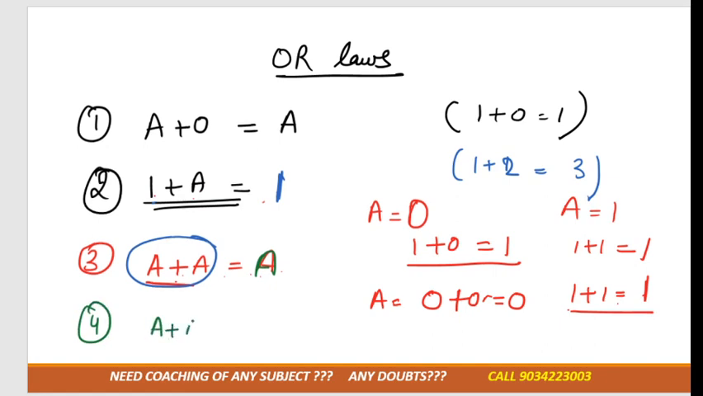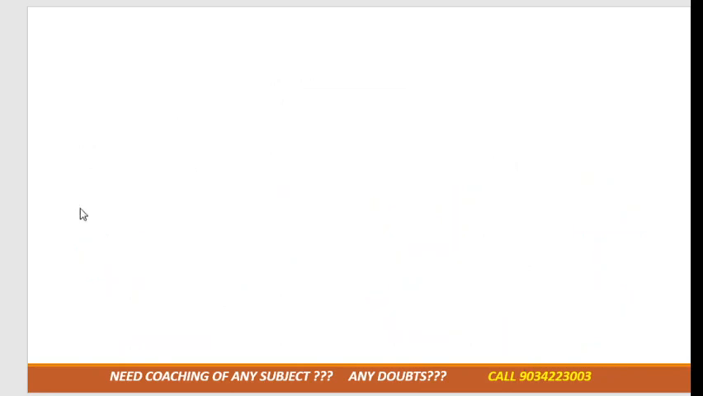Next is A plus A bar. Now tell me what would be the answer for this. You solve it. First consider the value of A is 0. Then in the next case consider the A value is 1. So what would be the answer? Solve it. It will be 1 always. Correct. So these are the OR laws.